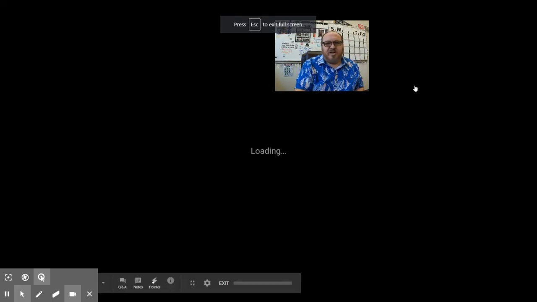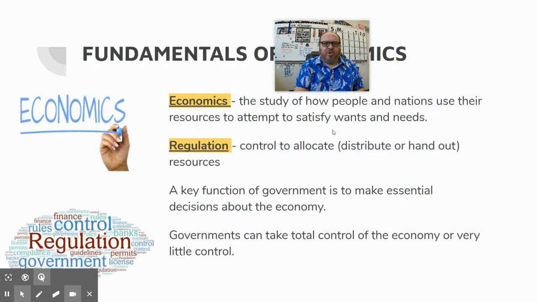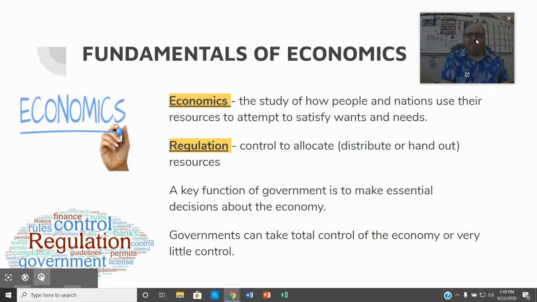Today we're going to be talking Chapter 1, Lesson 3, the role of government in economic systems. Okay, we're going to start right off with some basics of economics. This is going to be a lot of what you're going to hear also in the beginning of your economics class next semester. So in January, some of these things are going to sound very familiar. We're going to be talking about them again.